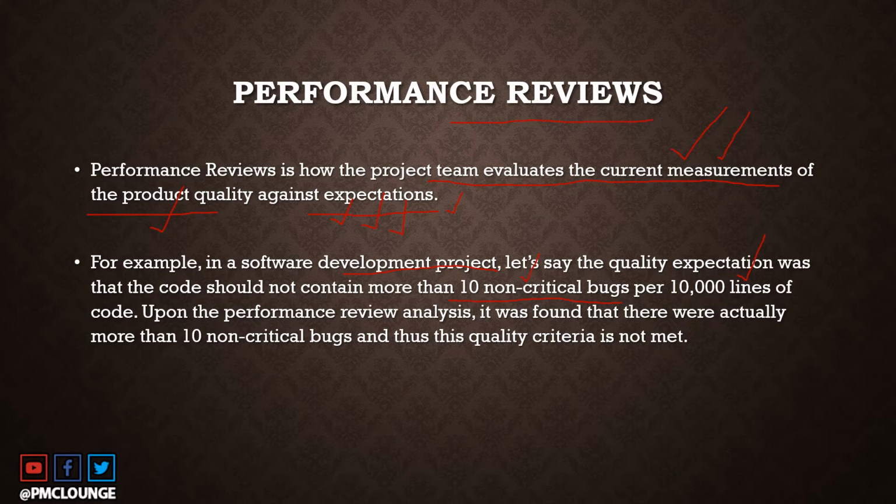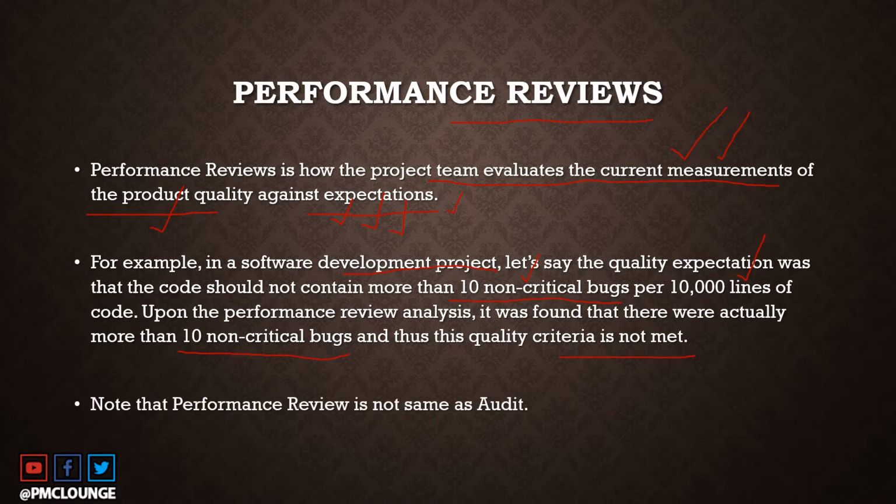So when you do performance review, you are going to perform an analysis. You're doing performance review analysis here, and when you did that, you found that there were actually more than 10 non-critical bugs, and that is why this quality criteria is not met. So the product of your project basically failed the performance review.